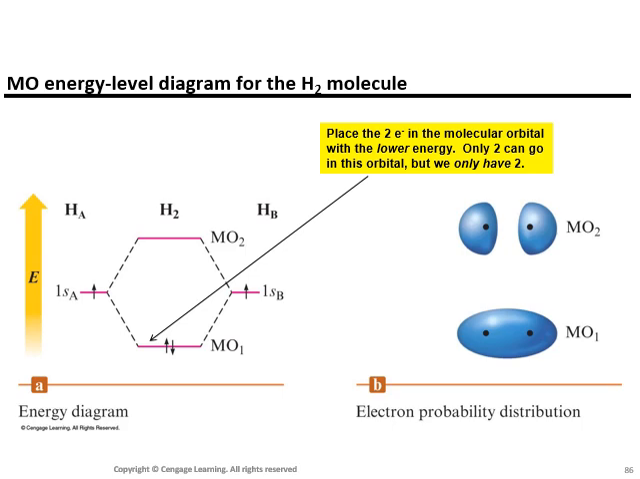So when they're on the atoms, we call it 1s. When it's in the molecule, we call it sigma 1s.